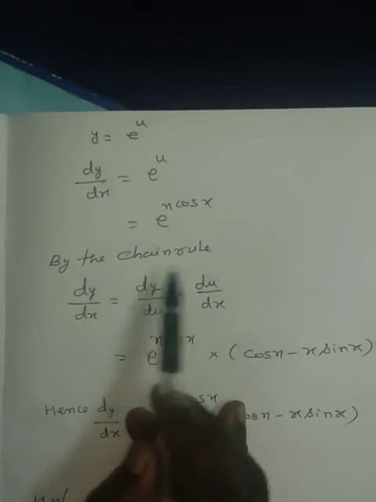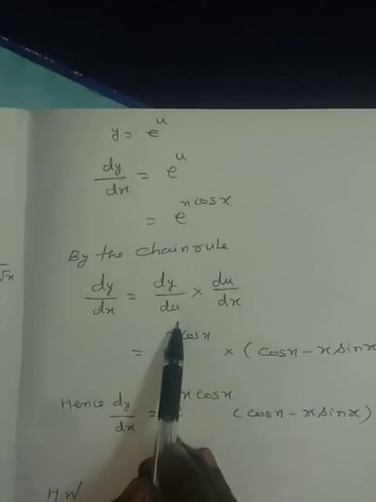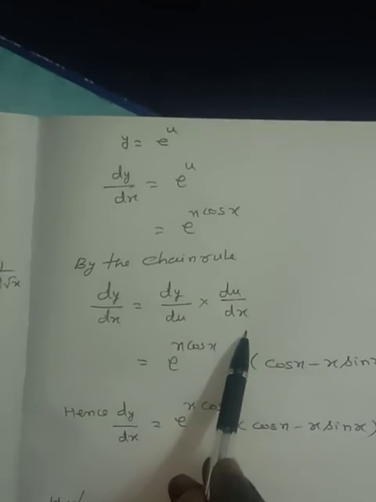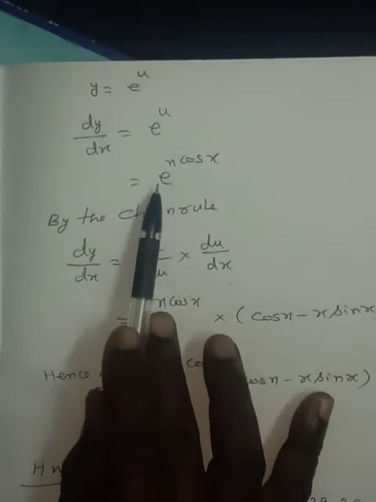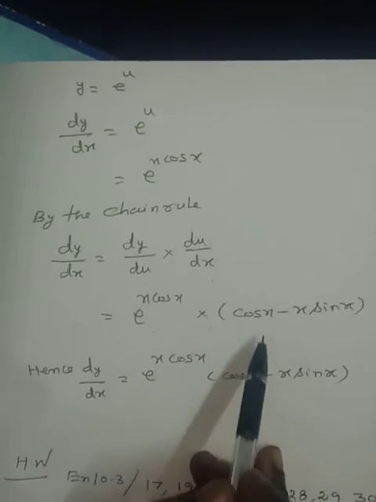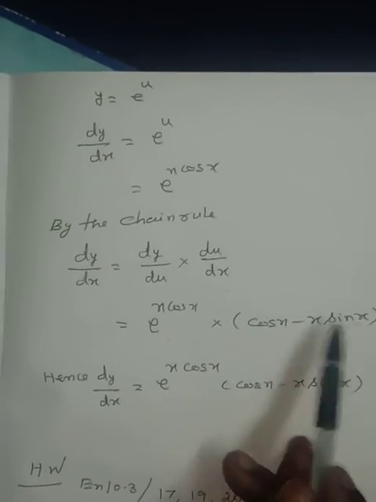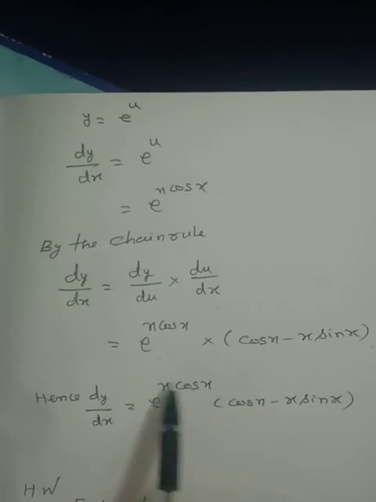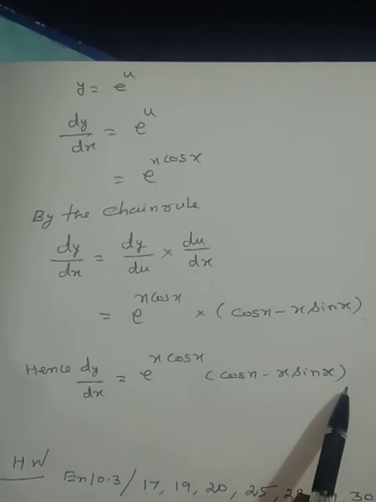By the chain rule, dy by dx is equal to dy by du into du by dx. dy by du is e to the power of x cos x into du by dx is cos x minus x sin x. dy by dx is equal to e to the power of x cos x into (cos x minus x sin x).